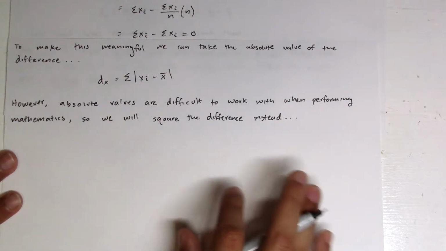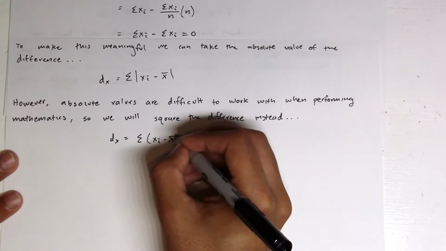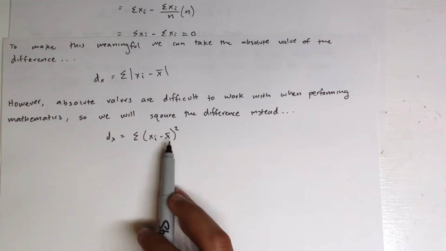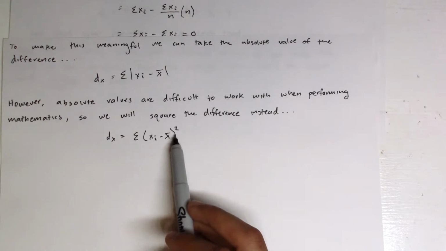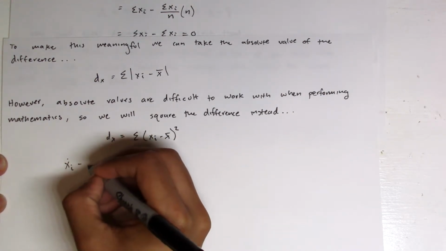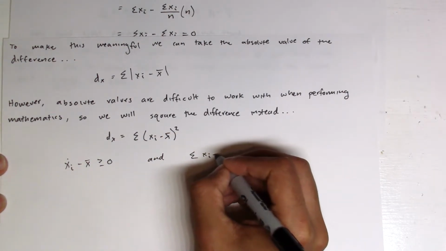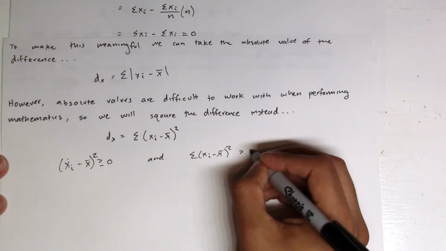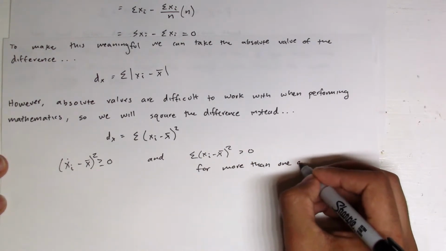So now we're going to rewrite the sum of the deviations in x as this. We're going to take xi minus x bar and square it. As you can see, when you take the difference of a certain value with respect to the average value, we'll get either a positive or negative number. But that doesn't matter because we're going to square that value, and we're going to get this as the error. So we could simply note that the sum of xi minus x bar squared is greater than or equal to 0, and greater than 0 for more than one data point.